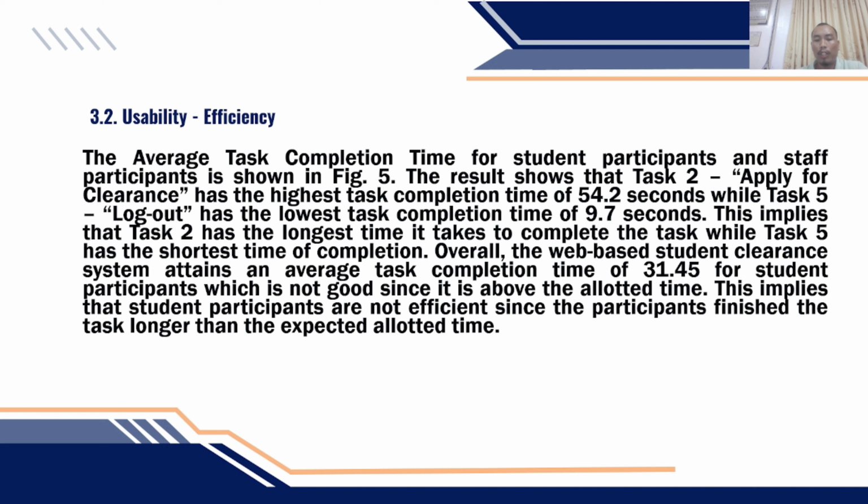shortest time of completion. Overall, the web-based student clearance system attains an average task completion time of 31.45 for student participants, which is not good since it is above the allotted time. This implies that the student participants are not efficient since the participants finish the task longer than the expected allotted time.